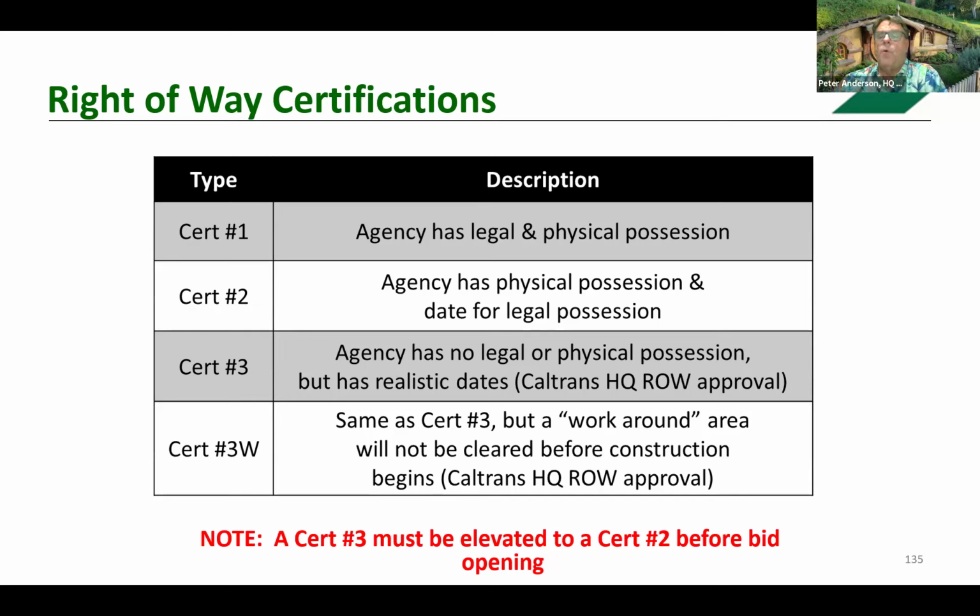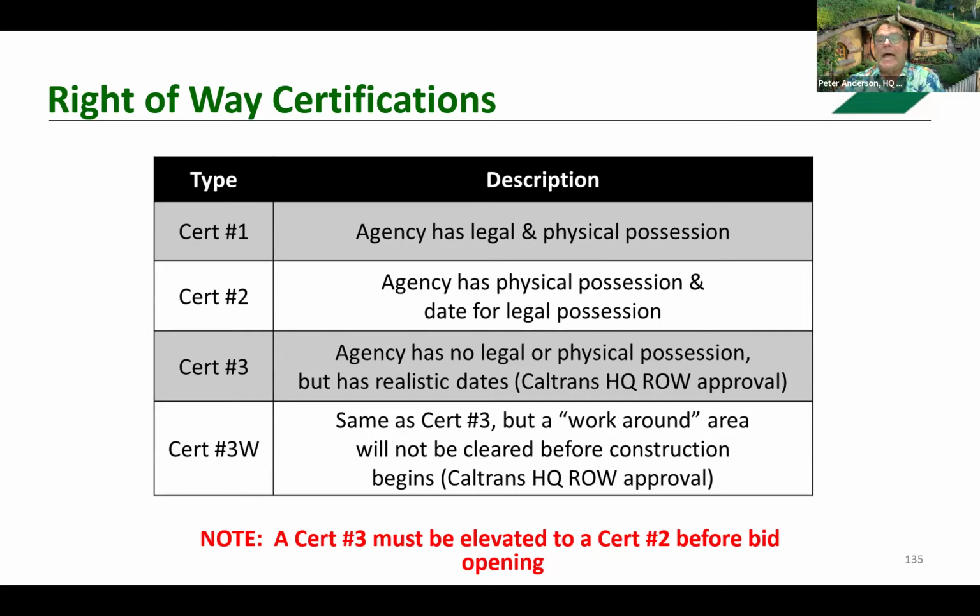And if it goes forward, any bids cannot be opened until the Cert 3 has been upgraded to a Cert 2 at least. The 4th cert is a Cert 3 with a workaround. Similar to the 3, this is a very special right-of-way cert used in most extraordinary circumstances. The local agency must show that there is critical need to advertise and award the project and describe in detail the extraordinary circumstances. Both the Cert 3 and 3 workaround require approval by Caltrans right-of-way.